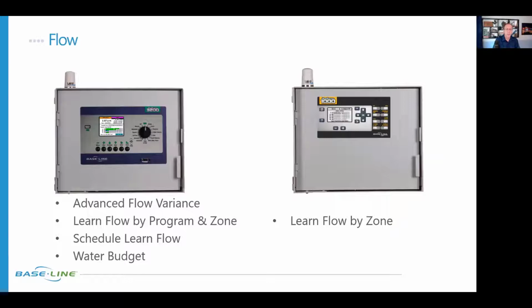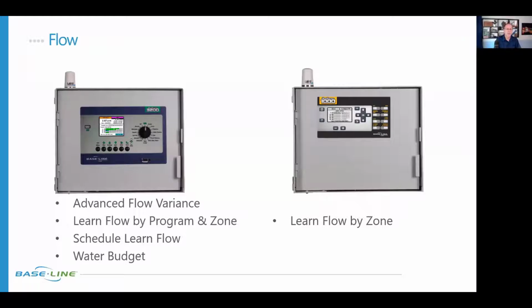Both controllers can learn flow, but on the Basestation 3200, we can do it by program and zone, and the 1000 is just by zone only. Well, and let me qualify that. At the interface on the 1000, you can only do learn flow by zone, but in Base Manager, you can learn flow by program for the 1000 as well. Good clarification. The other key difference in learn flow is that you can schedule the learn flow for the program in the 3200, right, where learn flow by program for the 1000 is on demand. There we go. That was my next point.